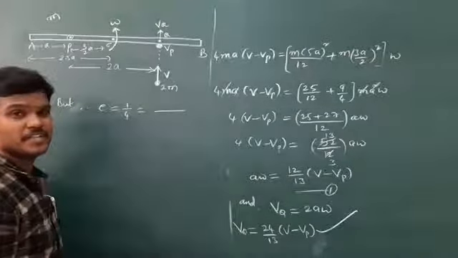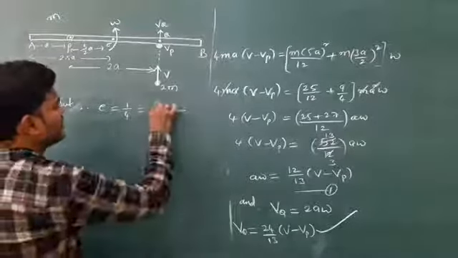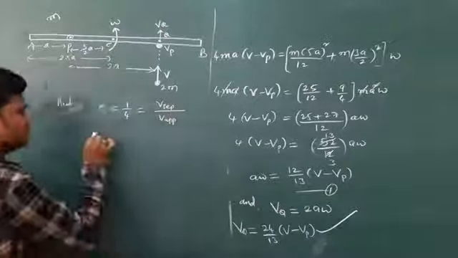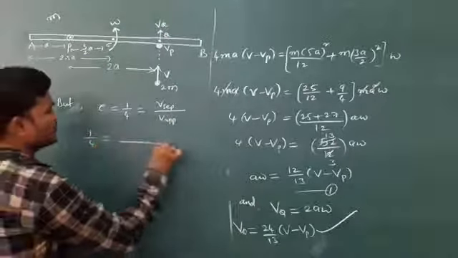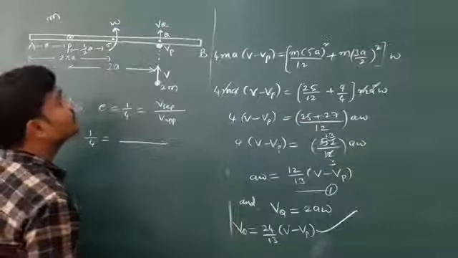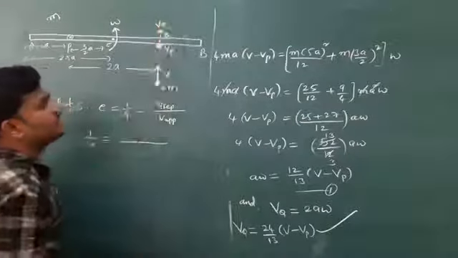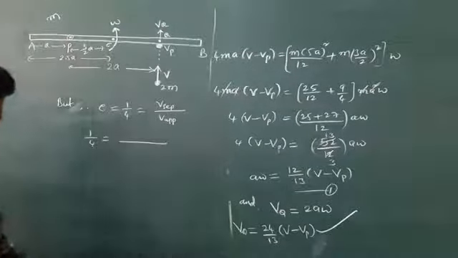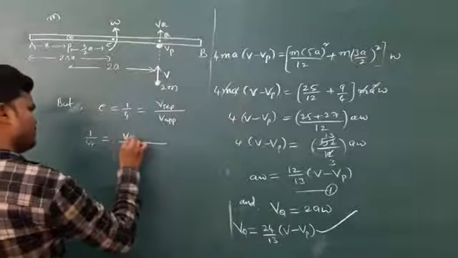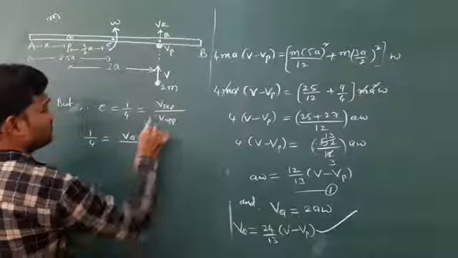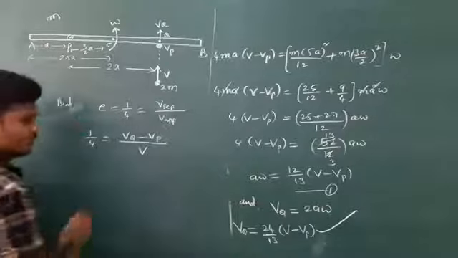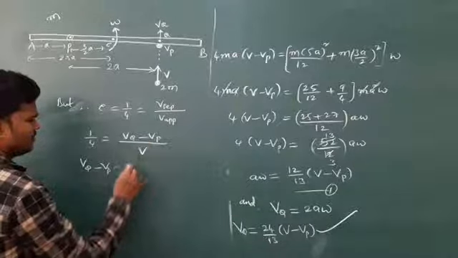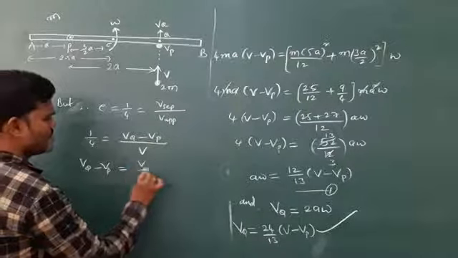This is nothing but the velocity of separation after the collision to the velocity of approach before the collision. So 1 by 4 is equivalent to the velocity of separation after the collision over the velocity of approach before the collision. So after the collision, Vp, Vq are the velocities of separation. So Vq minus Vp, before the collision, V. So we get Vq minus Vp, which is equivalent to V by 4.